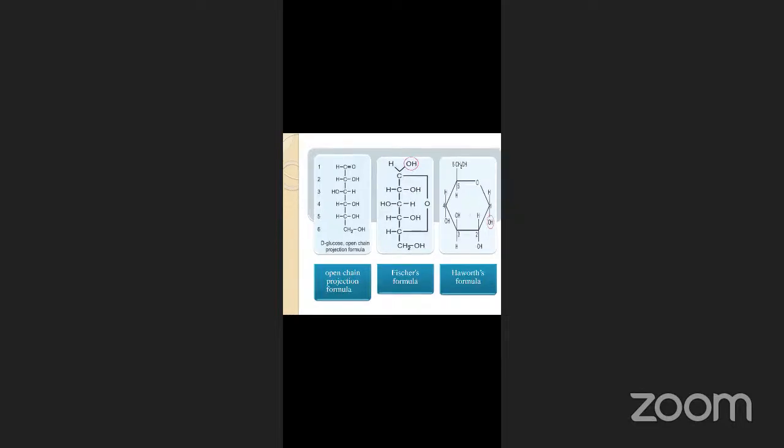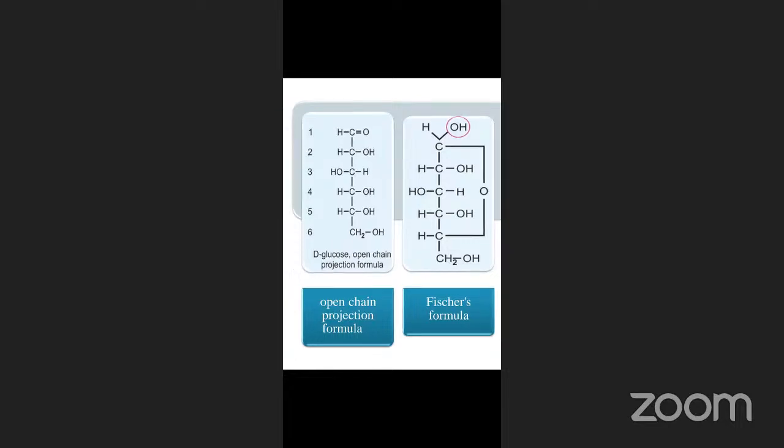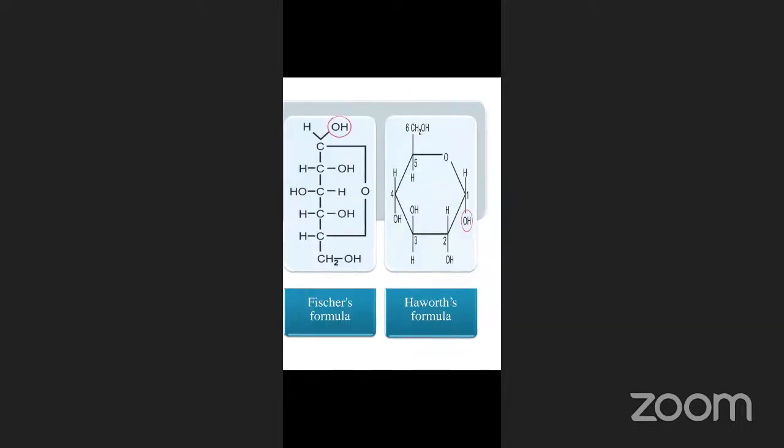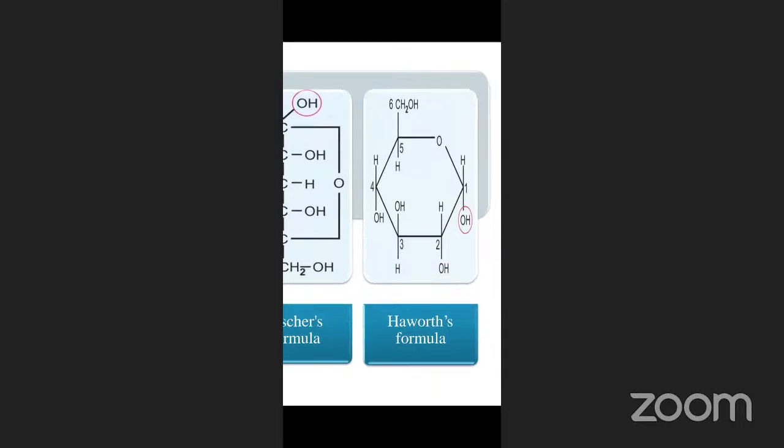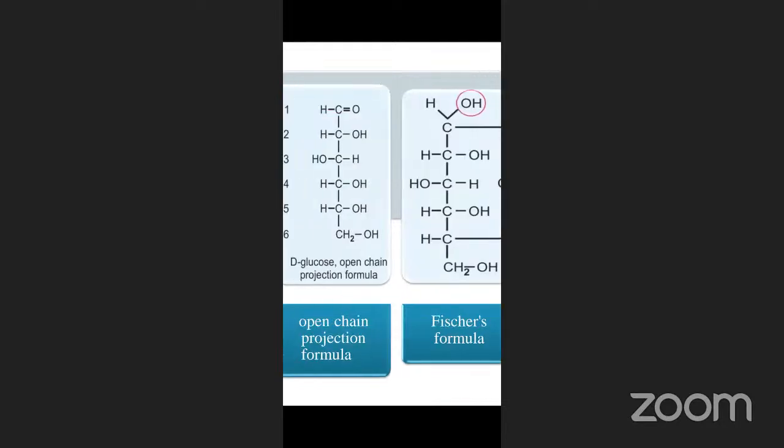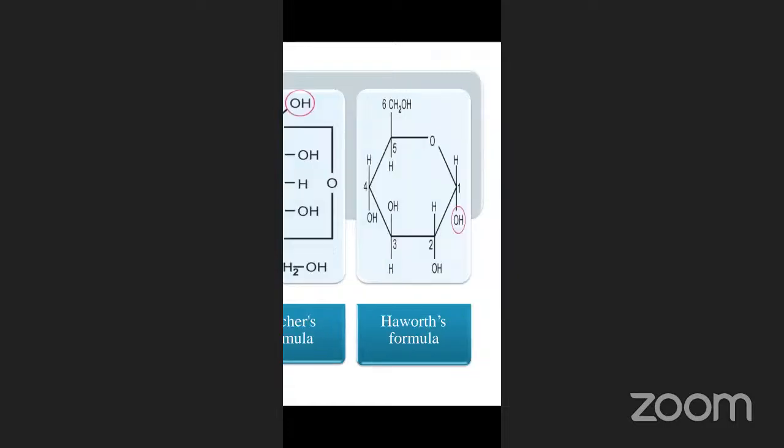So take this glucose as a reference. CHO is in the first, OH is on the right hand side on the second carbon, then OH, H, OH, OH. So this is the right hand side formulation. In the Haworth formula, you see the first carbon. Here, the O is already linked. So the oxygen on the first carbon is already involved in the ring formation. So now you don't see that.